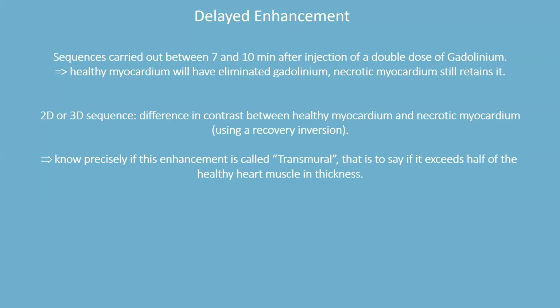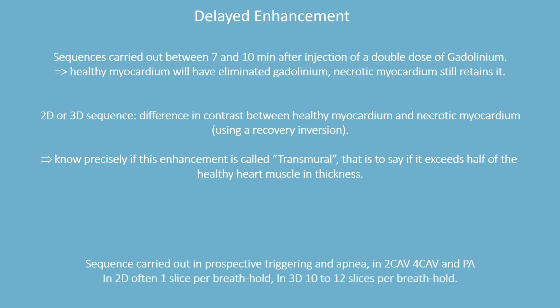the necrotic myocardium, and know precisely if this enhancement is called transmural, that's to say that it exceeds half of the healthy heart muscle in terms of thickness. The sequence is carried out in prospective triggering and during breath holding, in two cavity or four cavity and short axis, of course.